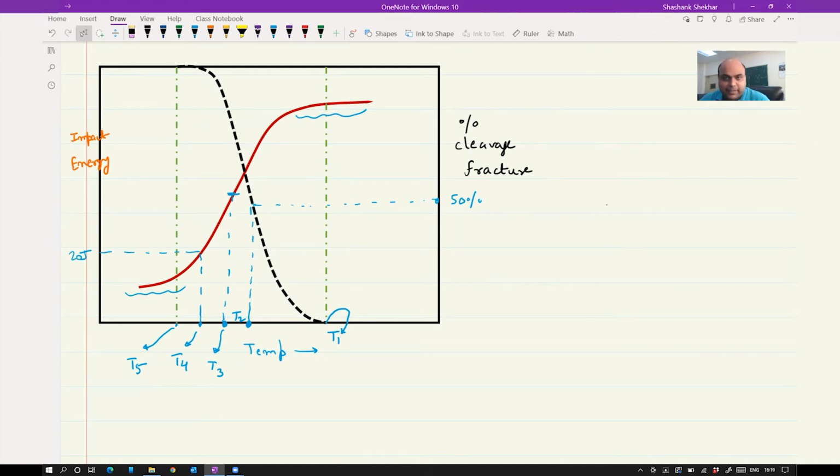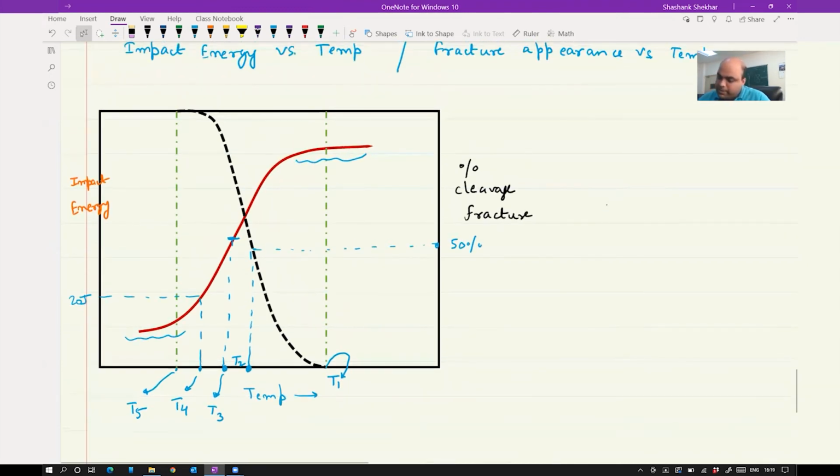There are different criteria, and one of the most famous out of these is the ductile transition temperature, DTT, and the reason is because it is very simple. You have to just plot impact energy versus temperature, and wherever you are going to get 20 joule as impact energy, that temperature will be called DBTT, or in this case, ductile transition temperature.